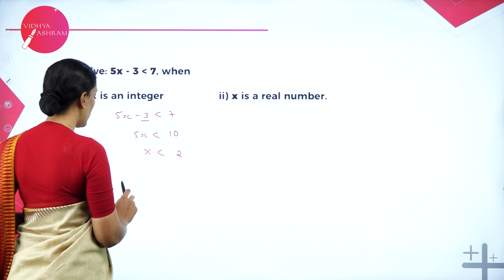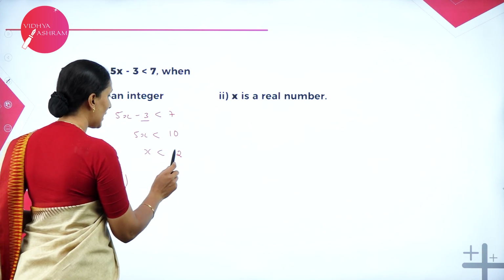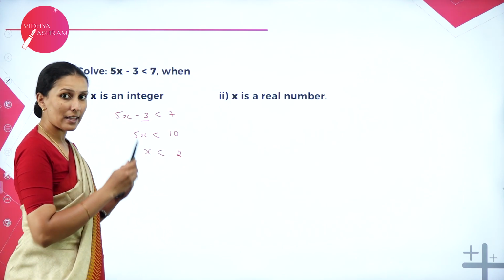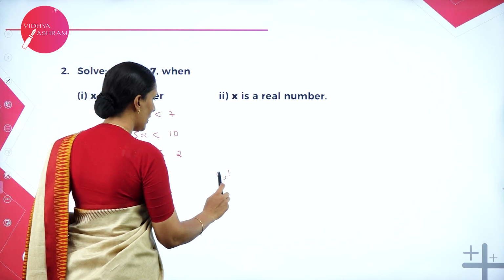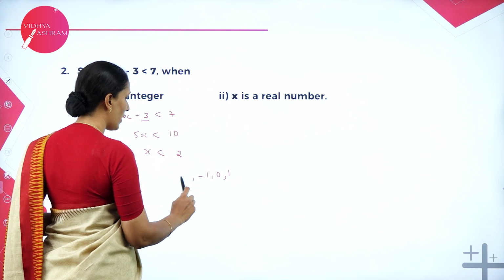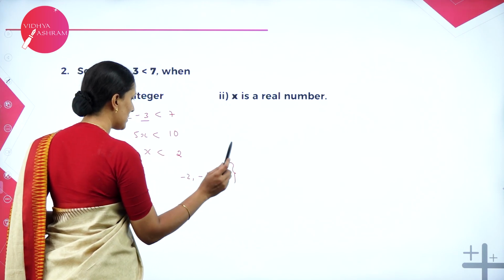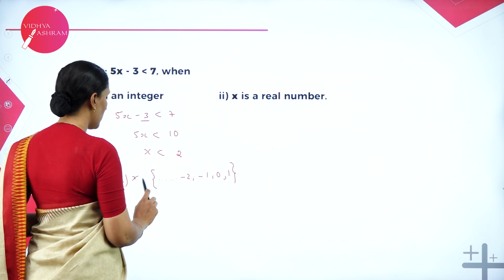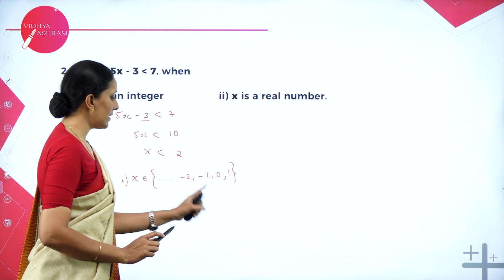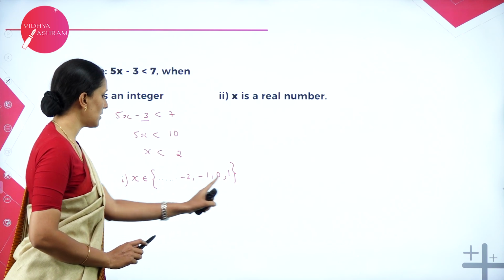Now under integer, since it is strictly less than 2, strictly less than means before 2. The integer is 1. Then before that 0, minus 1, minus 2. So this is the set of integers which acts as a solution for this inequation. So therefore, under integer as a solution set, this is the solution.